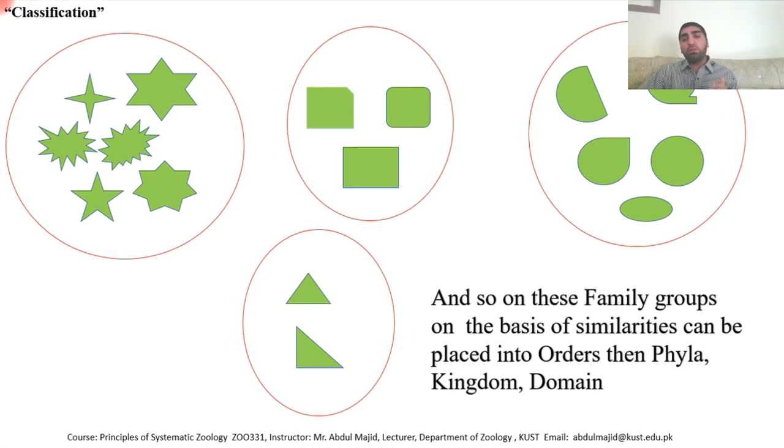Also, these groups on the basis of similarities can be placed into orders, and then into phyla, and then into kingdom, and then into domain. So this is how we go for the upward classification.